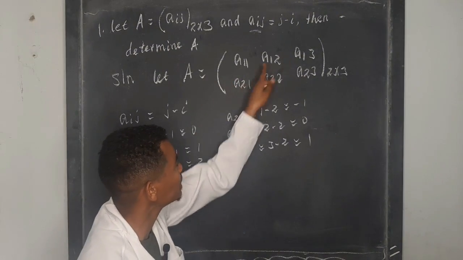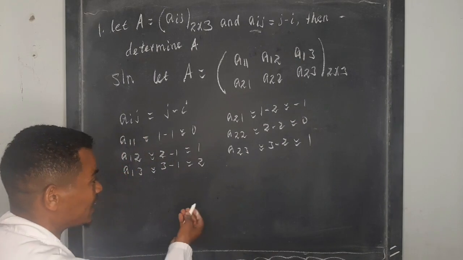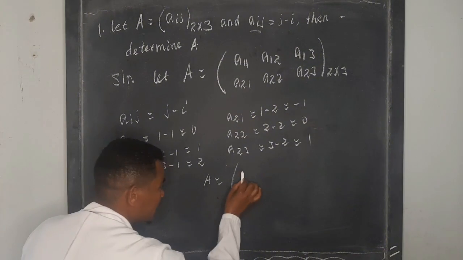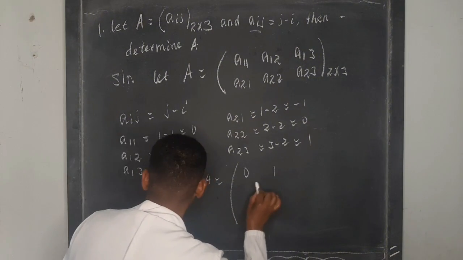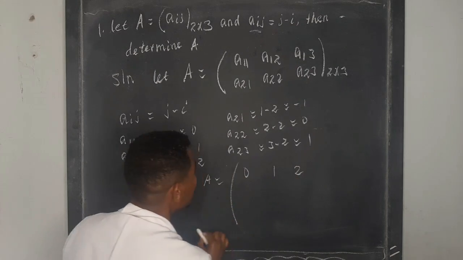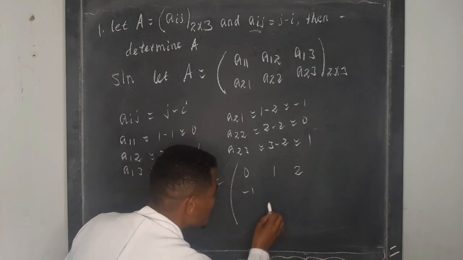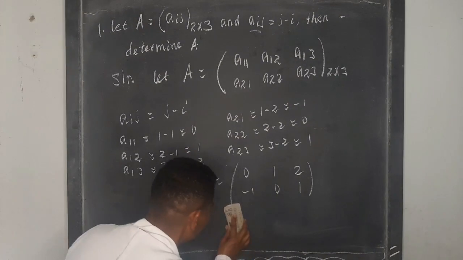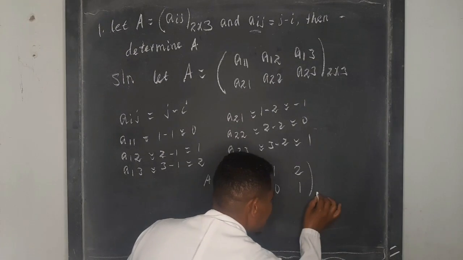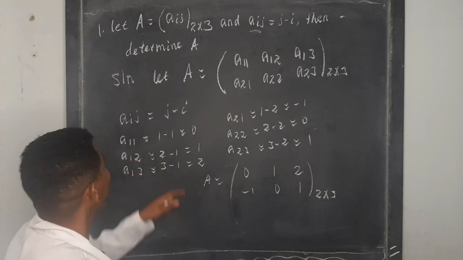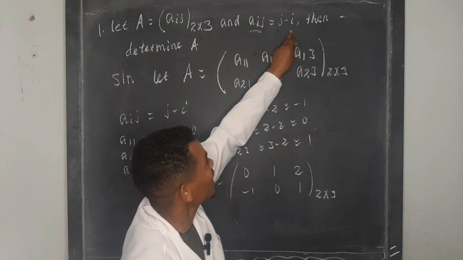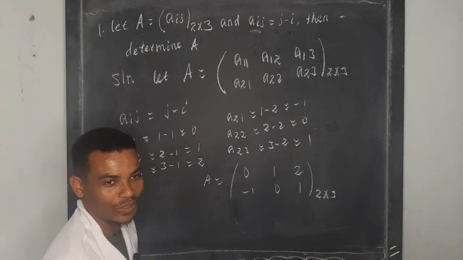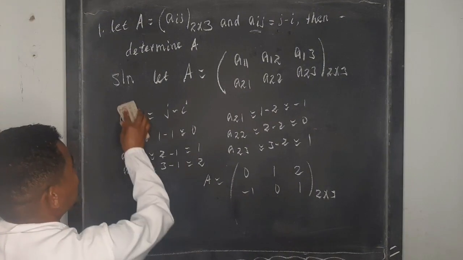So we have found every entry. The matrix A is equal to a11 that is 0, a12 that is 1, a13 that is 2, a21 that is minus 1, a22 that is 0, a23 that is 1. So the required matrix is this one, whose size is 2 by 3. So aij is defined by j minus i, and the matrix A is 0, 1, 2, minus 1, 0, 1. So let's see the next one.